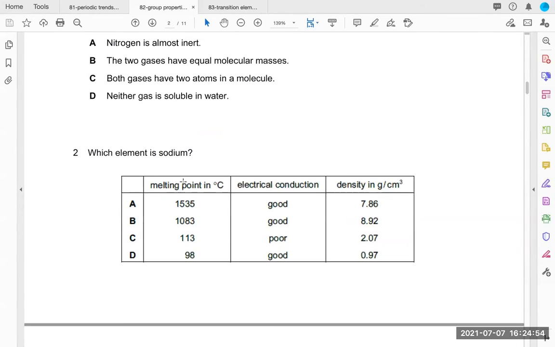All right, which element is sodium? So sodium has low melting point. Sodium conducts electricity, and sodium has lesser density than water. The density of water is 1. So sodium we know floats on water. So this must be, there's only one that has lesser density and low melting point, D.